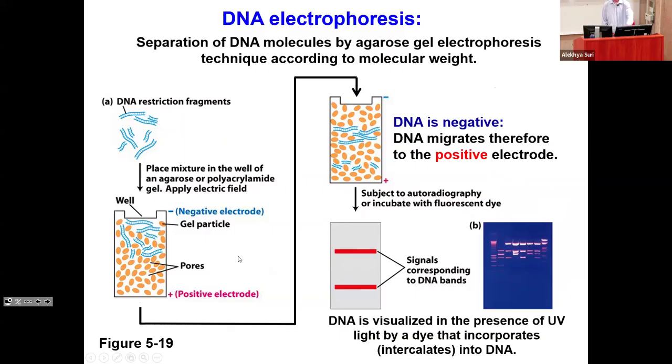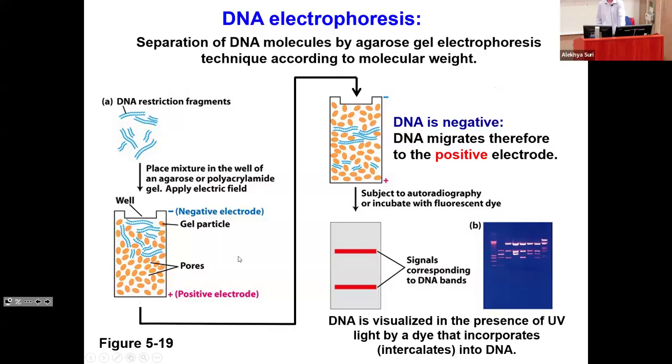And once you have finished running out the DNA, you want to look at the DNA. This is done by using a chemical that will insert into the DNA. It's called intercalating into DNA. In this case, for example, ethidium bromide, which will insert between the base pairs. And so under UV light, you will see bands appearing in the gel, and that would indicate the size of the DNA fragments.